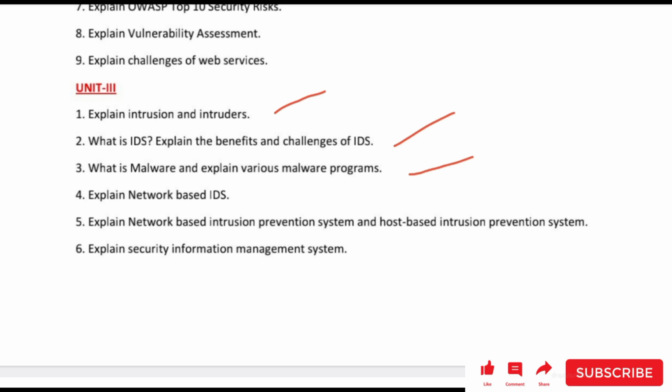And explain network based IDS. Next question, explain network based intrusion prevention systems and host based intrusion prevention system. They may ask you to write the differences, or they may give individual questions also. Just go through it. And the next question is explain security information management.